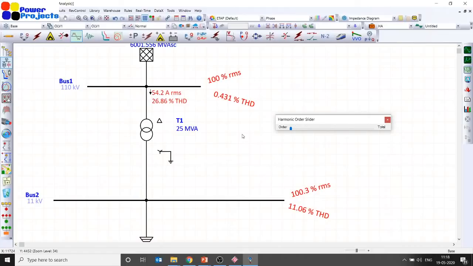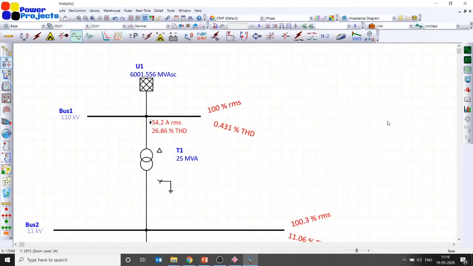Let's quickly check the wave shapes, how they look, whether they are purely sinusoidal or not. So let's quickly check the waveform.